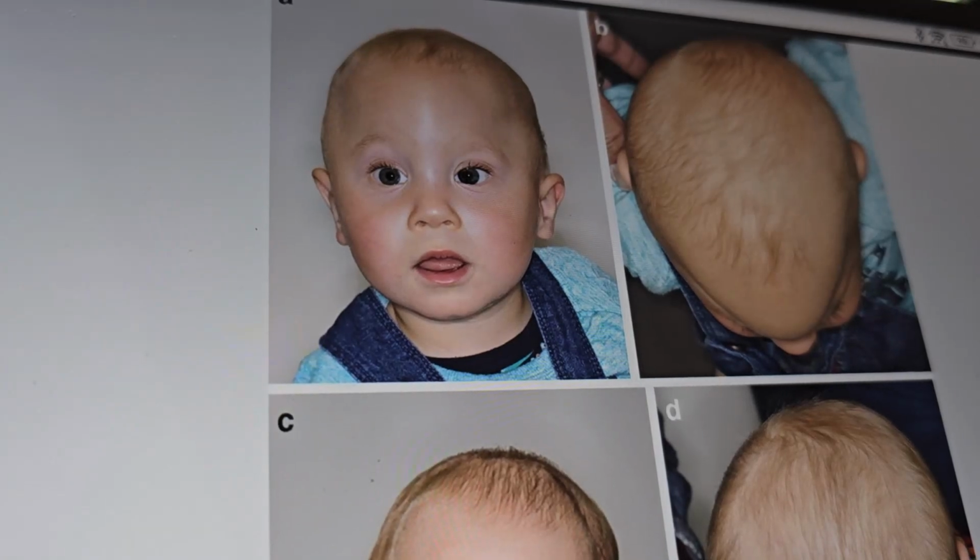Here you can appreciate the pointed and narrow frontal bossing, and you can appreciate there is hypertelorism. This is a typical picture of the metopic suture's permanent closure, or we can say trigonocephaly, to understand.